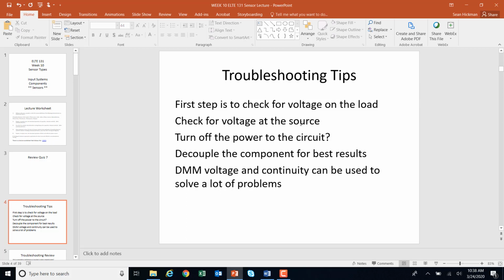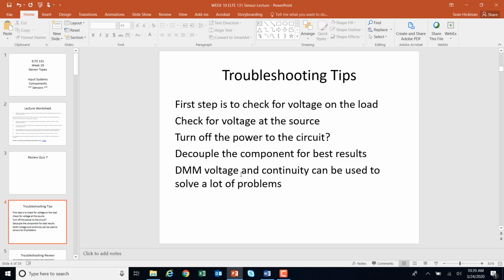If you are going to then troubleshoot, it might be a good idea to turn off the power to the circuit. Once you determine that there's no voltage, you might want to turn off the power of the circuit, and you want to decouple the components for your best results. That's where I was pulling the fuses out.